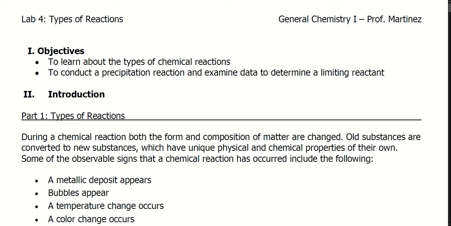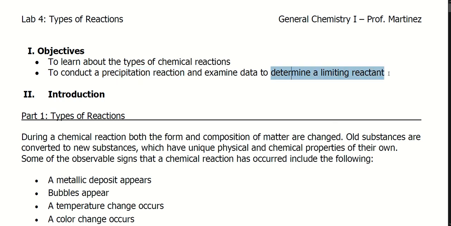In this lab, you are learning or reviewing the types of chemical reactions, and you're actually going to conduct a precipitation reaction. And from there, examine the data you collect to determine a limiting reactant. You've already studied types of reactions in lecture, and you studied how precipitation reactions, for example, are a type of double displacement. So this should be hopefully review at this point.